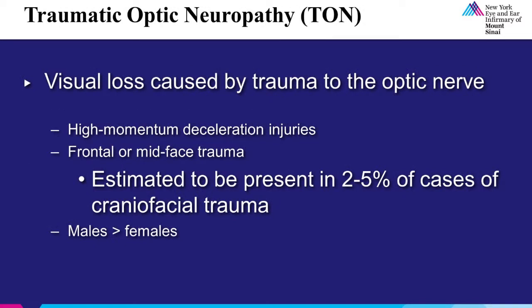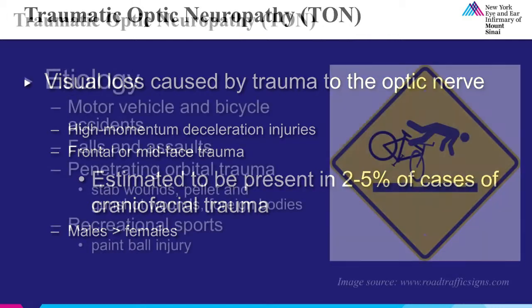Vision loss caused by trauma to the optic nerve is considered traumatic optic neuropathy. This condition is usually seen with high momentum deceleration injuries or frontal or mid-face trauma. It is estimated to be present in 2 to 5% of cases of craniofacial trauma. Males are more affected than females.